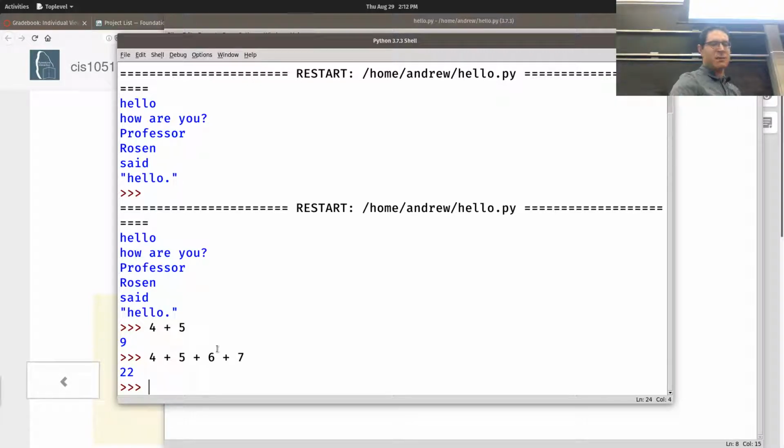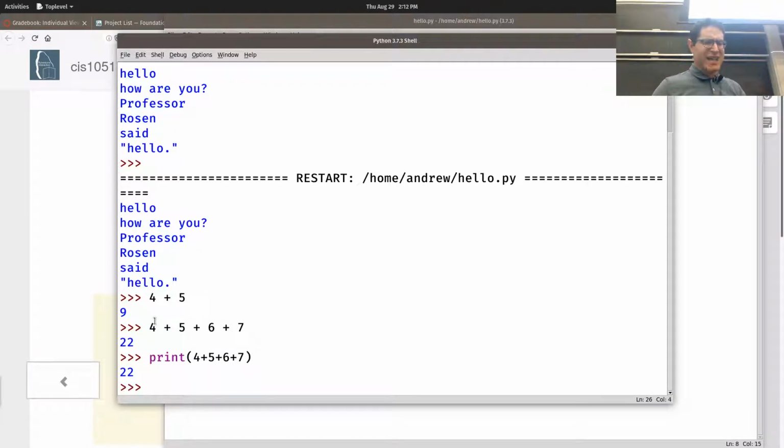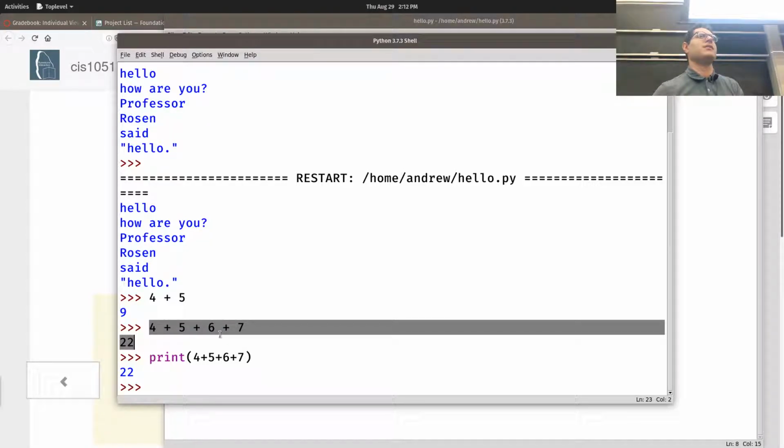Plus is perfectly fine. I can also just go ahead and put a print statement around that, like print 4 plus 5 plus 6 plus 7. I should note that basically anything I write, mathematical or otherwise, is an expression. And Python's job is to evaluate expressions.